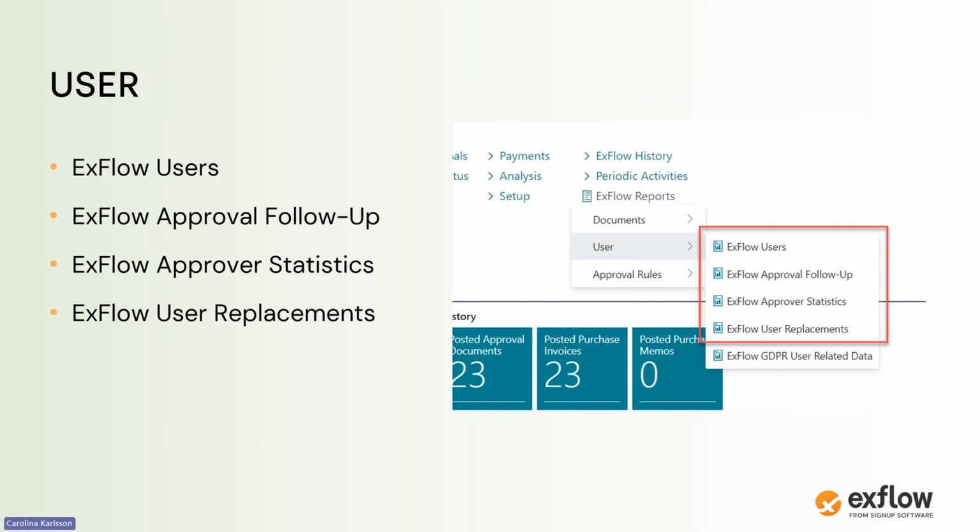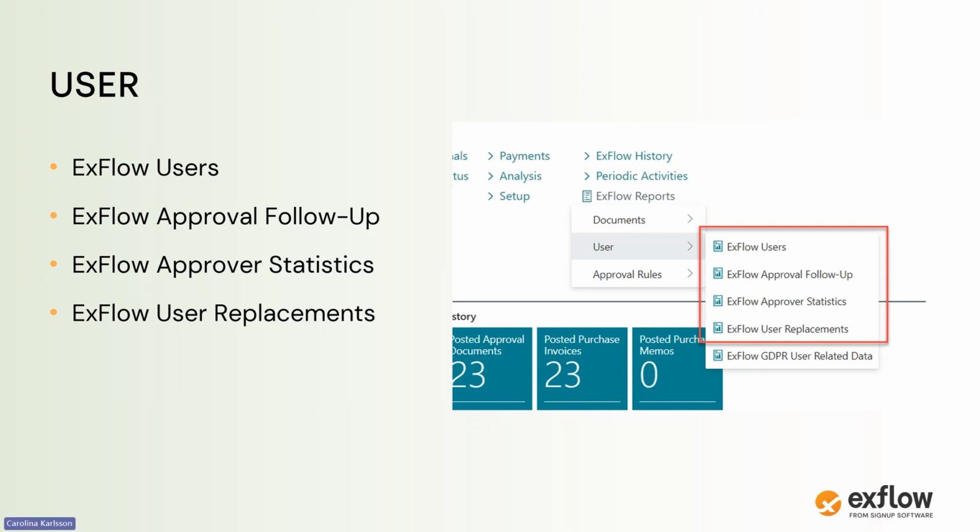And then we have the reports under the category user. So the first one, ExFlow users, that report displays both ExFlow users and user settings per company. And you can use various filters there. And then we have ExFlow approval follow-up, and there you can see approvers who haven't approved their lines. And you can filter here by approval group. So you can see, for example, a specific approver and so on.